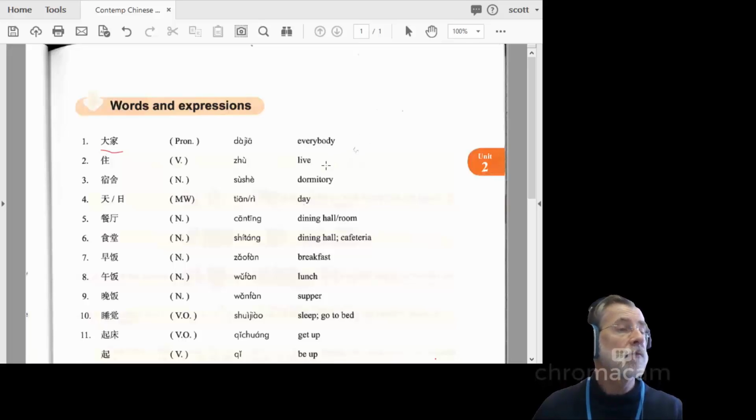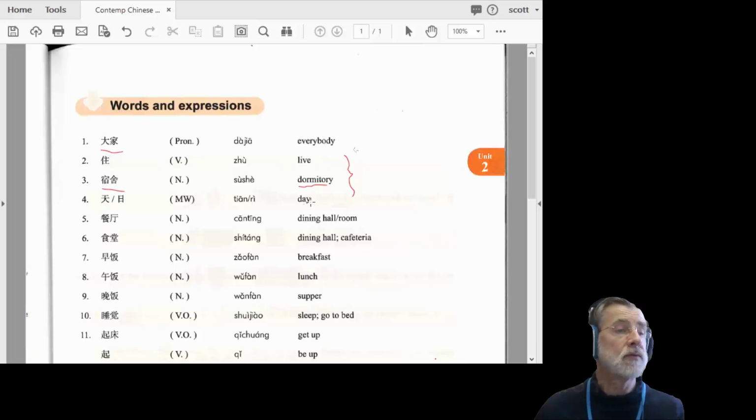We then have the verb to live. And this means to live in a place or a location, not to live in the general sense of living or dying. And so we could say, for example, 我在学校的宿舍里住。我在学校的宿舍里住。I live in the school or the university's dormitory. 宿舍. 宿舍.